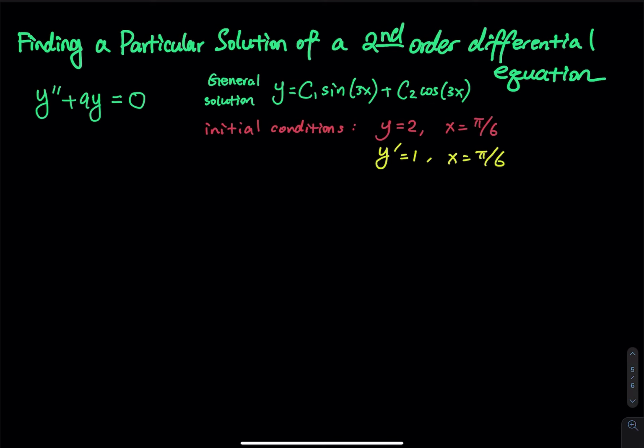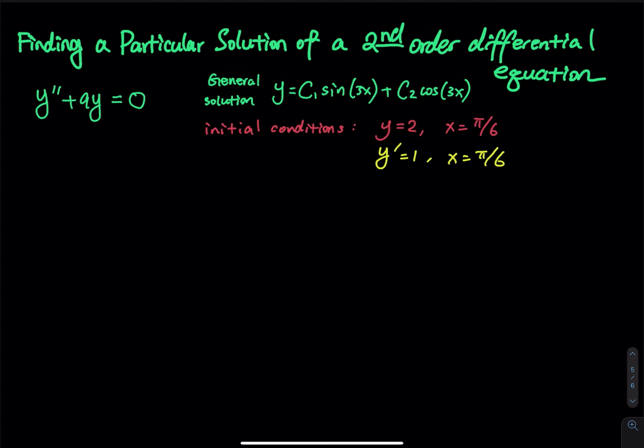This video is regarding finding a particular solution of a second-order differential equation. The differential equation is y double prime plus 9y equals 0. The general solution is y equals c1 times sine 3x plus c2 times cosine 3x, and then we have two initial conditions, one for the y and one for the y prime. So let's verify the general solution first.